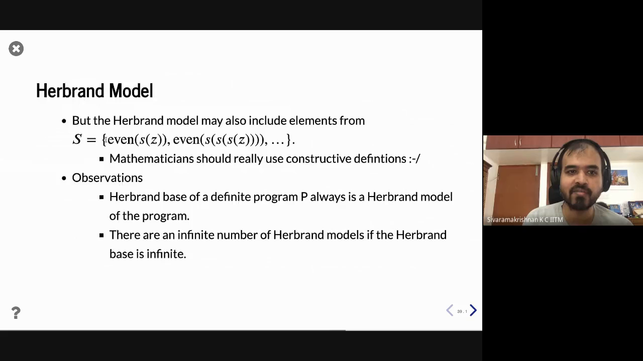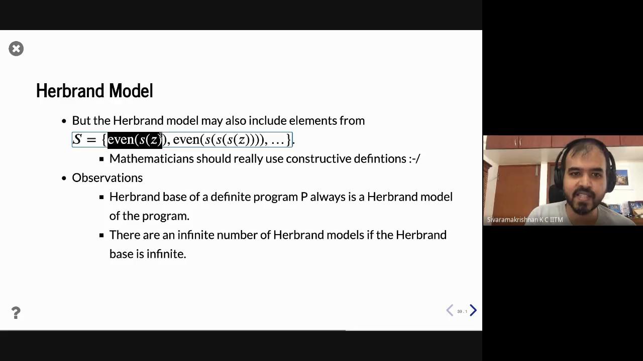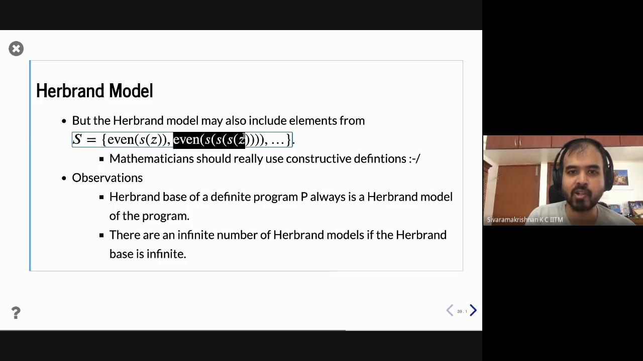So when you have a Herbrand model, that particular definition that we saw in the previous slide does not preclude elements such as even of 1 and even of 3 from belonging to the model. This is just a quirk of how we do mathematics. Mathematicians should really use constructive definitions, the way we write programs: we look at a program, start with the ground terms and base cases, and then inductively build it up. Mathematicians tend not to do this.